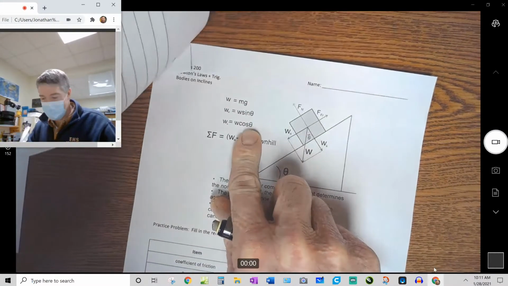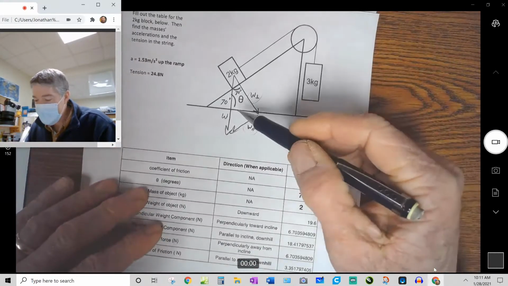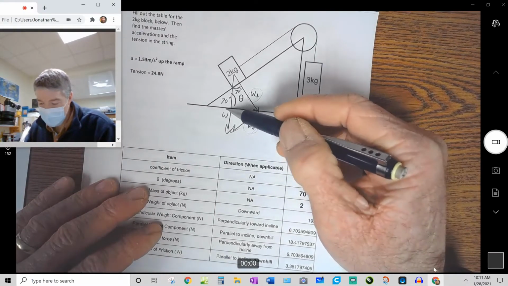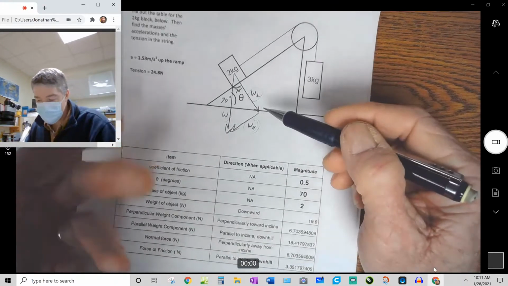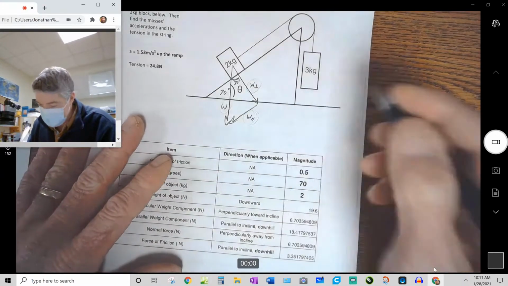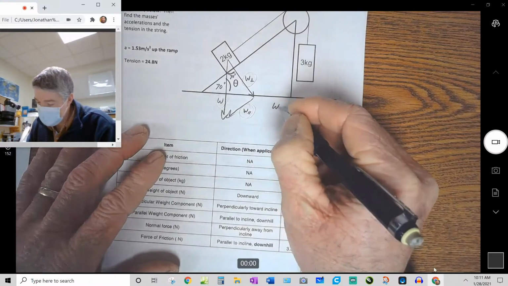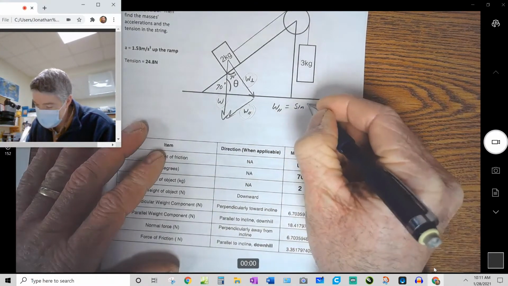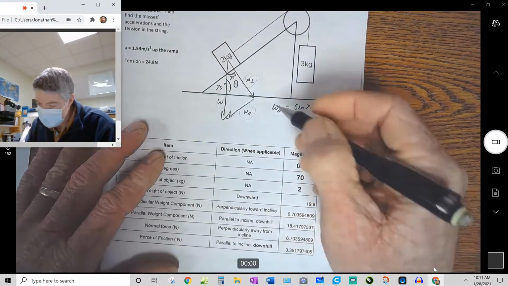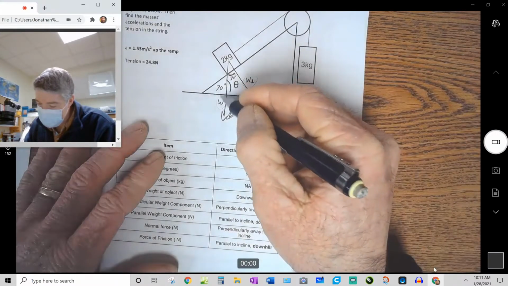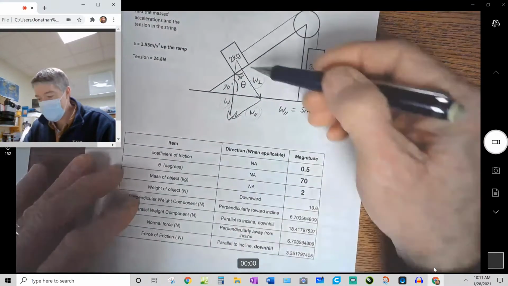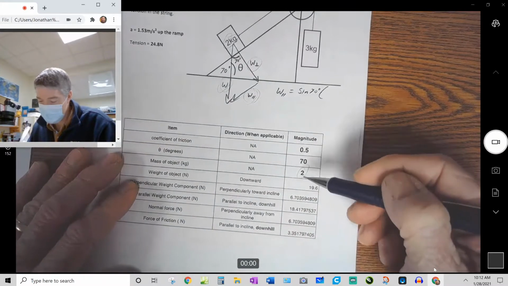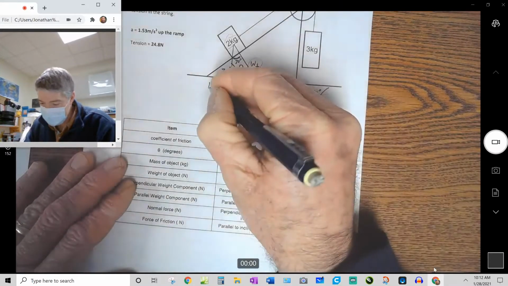Instead of writing out sine of 70 degrees equals weight parallel over weight and then solving, I'm just going to say, for example, that the weight parallel equals sine of 70 degrees times the weight. And the weight is the mass times gravity. It's 2 kilograms again, so that times 9.8 is 19.6.